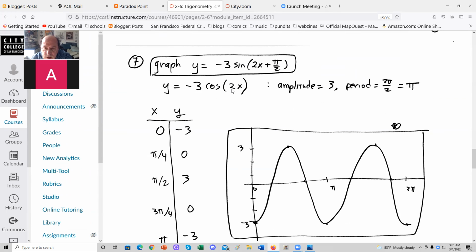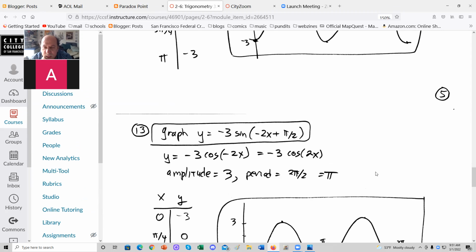Start at 0 when x is 0. Cosine 0 is 1 times negative 3 makes a negative 3. So it goes to 0 by negative 3. One full period later at pi, it's back to negative 3. Half between 0 and pi is pi over 2, the other peak, which yields 3, a half period. And halfway between the peaks are the values of the zeros at pi over 4 and 3 pi over 4, 0 and 0. So negative 3 to 0 to 3 to 0 to negative 3, and then keep the cycle going.